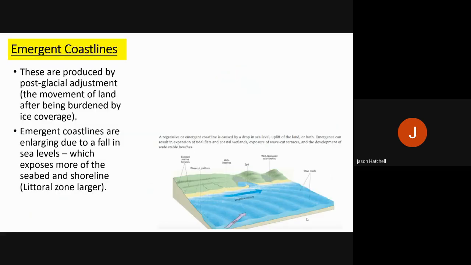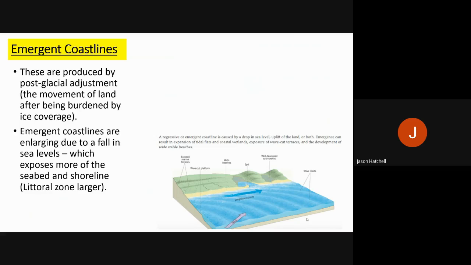Let's look at our types of coastlines. So first of all, we have an emergent coastline. Now, an emergent coastline is produced by what's called post-glacial adjustment. That's the movement of land after being burdened by ice coverage. So when ice coverage disappears, land moves because it's no longer held back by that ice.